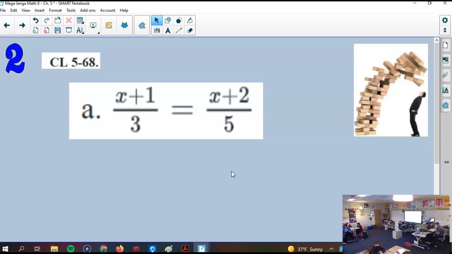I will tell you, this answer is not a whole number, because we haven't had a ton of those yet. This answer is not a whole number.